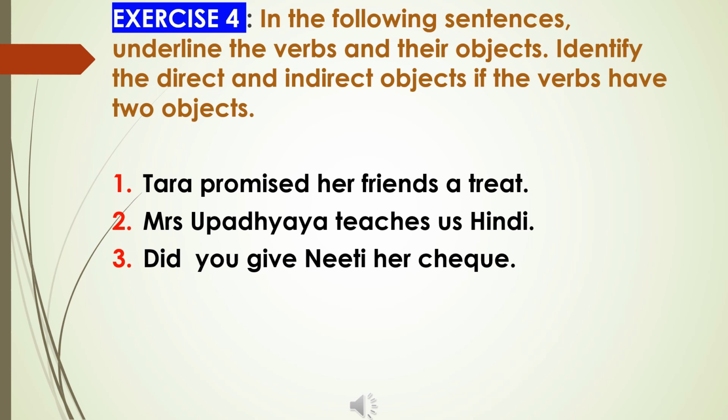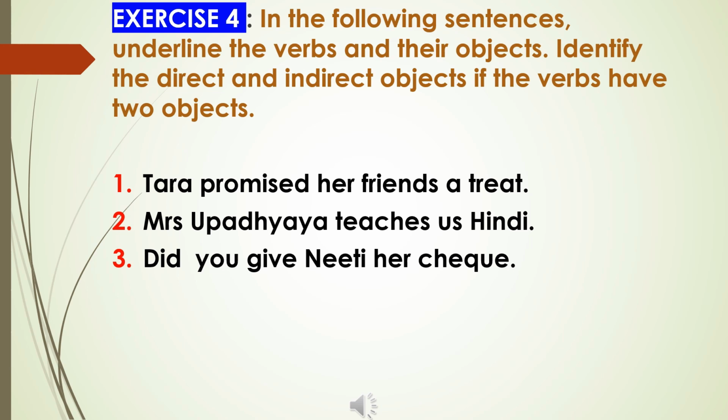When we ask the question what did Tara promise, a treat. That is the direct object. Next, you have to ask the question whom did Tara promise a treat? Her friends. That is the indirect object.